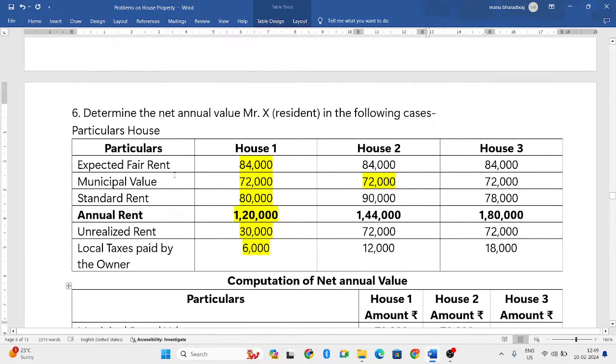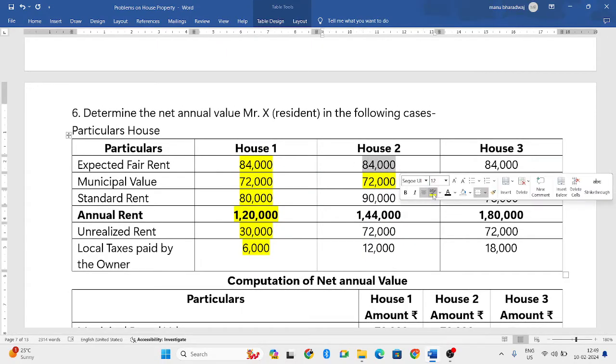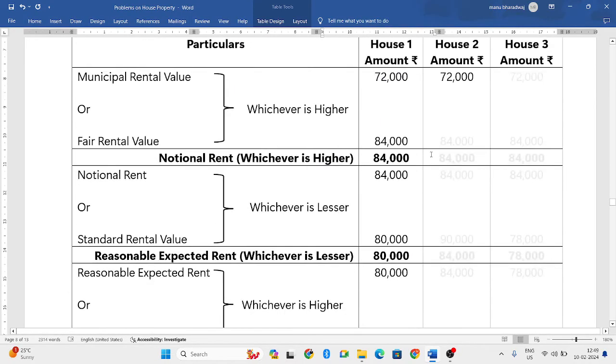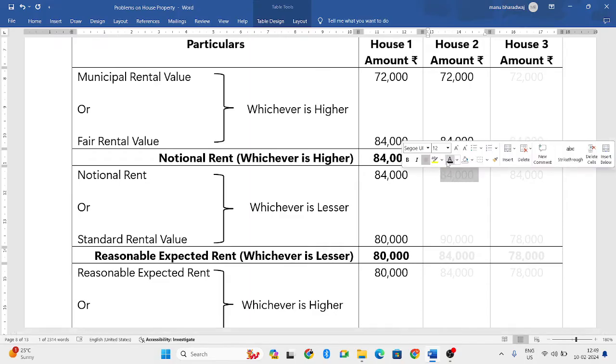Fair rental value. So expected fair rent. Fair rental value is 84,000. So 72,000 and 84,000. Out of these two, whichever is higher, that is 84,000, it will be considered as notional rent. So we got to know the notional rent.